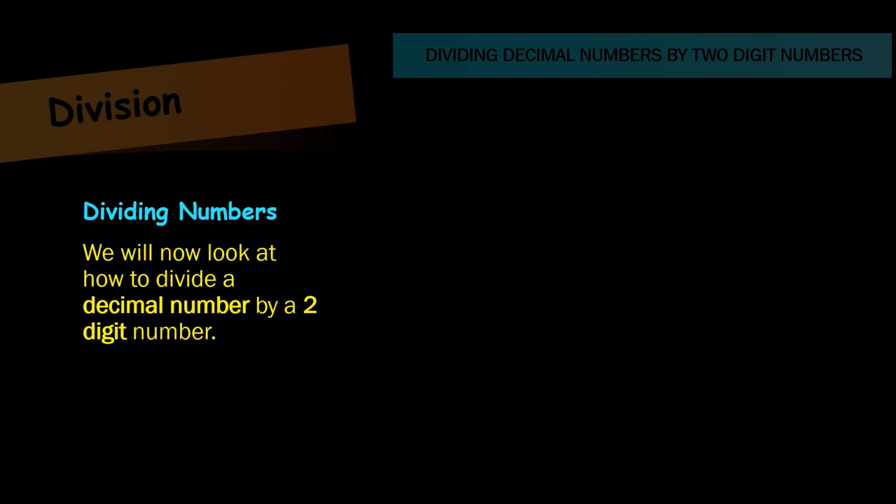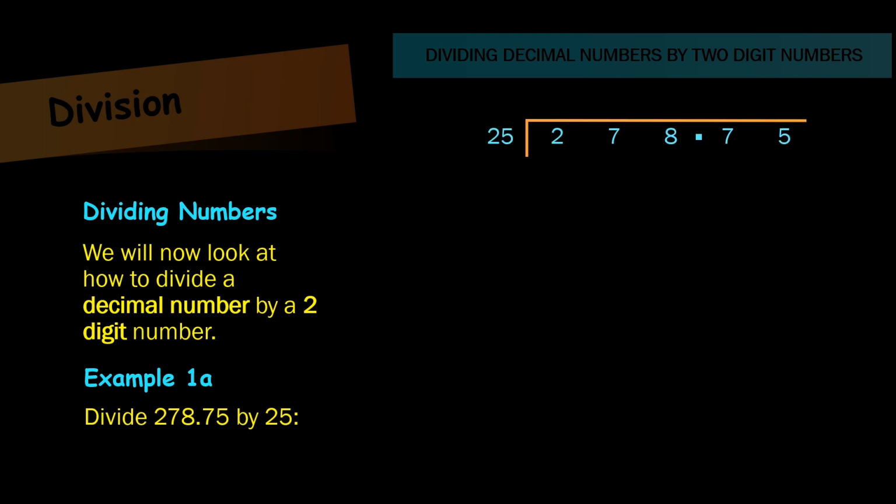We will now see how to divide a decimal number by a 2-digit number. Let's look at an example. Divide 278.75 by 25. Set up the division as shown, and begin on the leftmost end of the 5-digit number. Check how many times 25 goes into 2. Clearly, there are no 25s in 2, so we put nothing here.